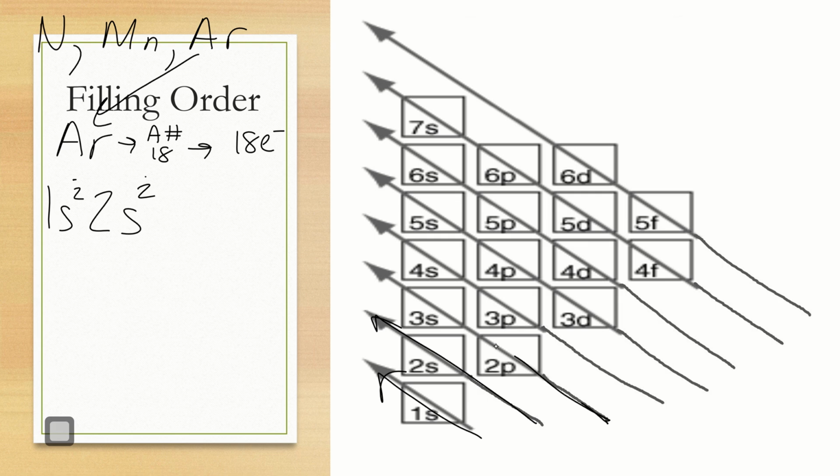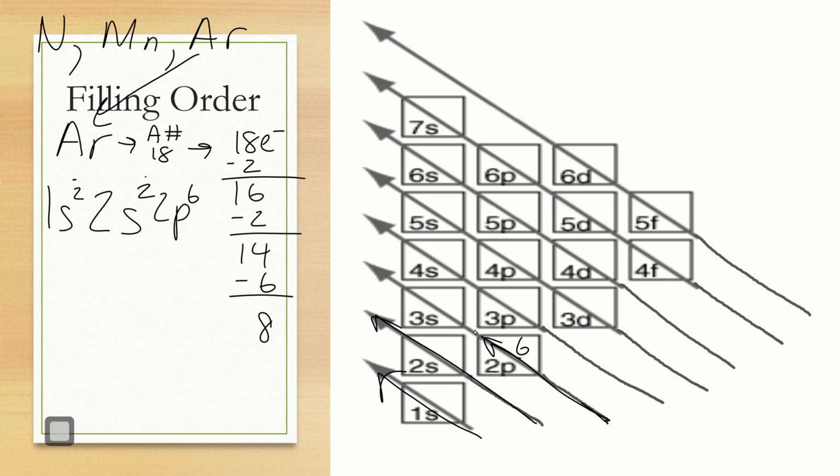Then I go to the next one, 2p. At 2p, do I still have 6 electrons? I guess I should do a little bit of math here. So first energy level, I'm down to 16 electrons left. Second one, I'm down to 14 left. I still have 14. Can I put 14 in p? The answer is no. The maximum I can put in p is 6. So I put 6 there. So I'm going to subtract out 6, and now I have 8 left.